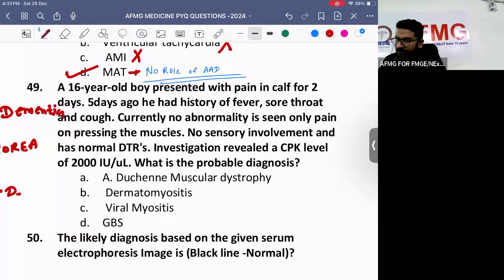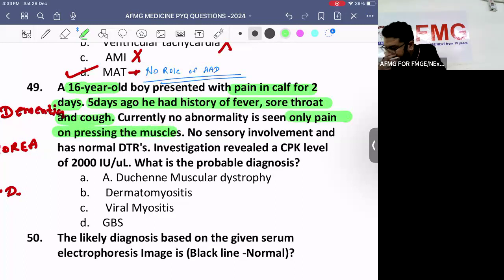Again, I know ये सबका गलत हुआ होगा. 16-year-old with pain in calf for 2 days. 2 दिन से calf में pain हो रहा है. 5 days ago he had history of fever, sore throat, cough. Currently only pain on pressing the muscle. No sensory involvement, has normal deep tendon reflex. CPK is increased. CPK बढ़ा हुआ है. What is the probable diagnosis?